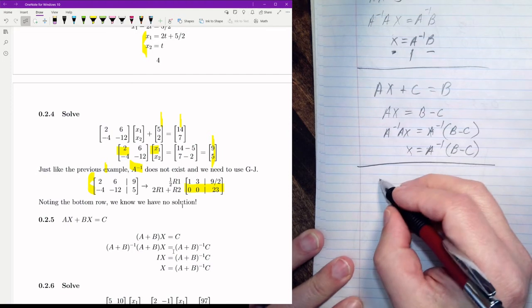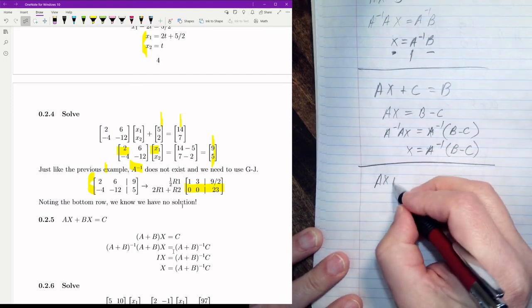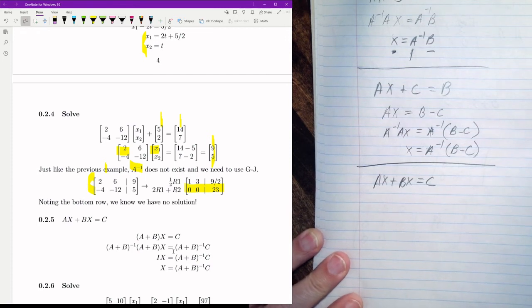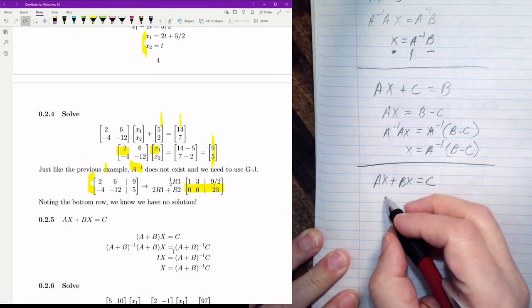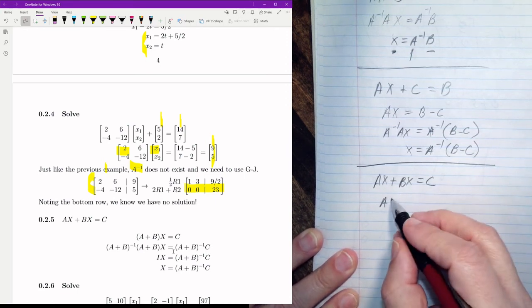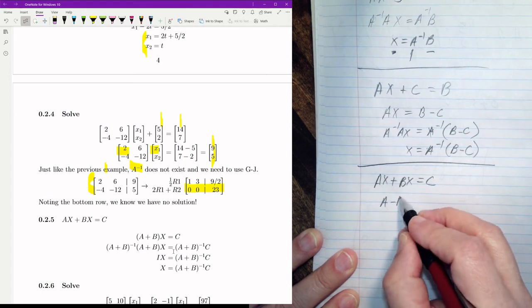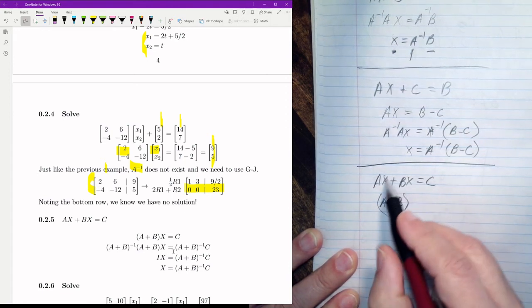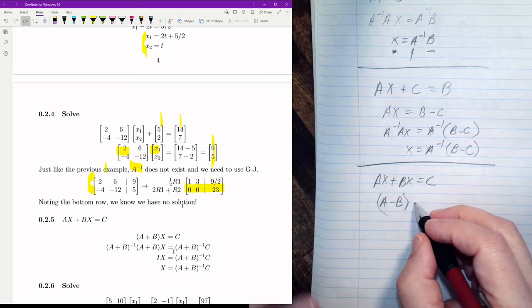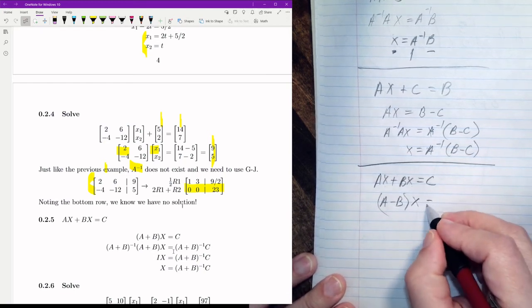This time we have Ax plus Bx equals C. We use the distributive properties. When we use distributive properties, remember, we're always trying to solve for x. So we have A minus B. Now x is on the right-hand side. It has to stay on the right-hand side. You can't change the order. Equals C.